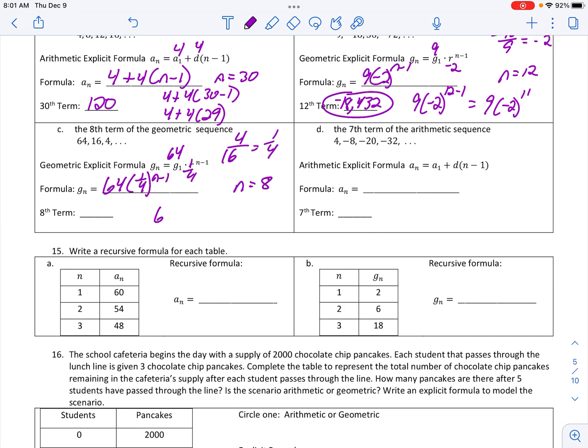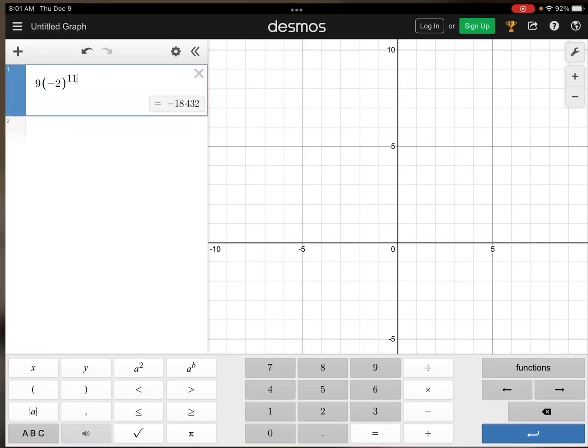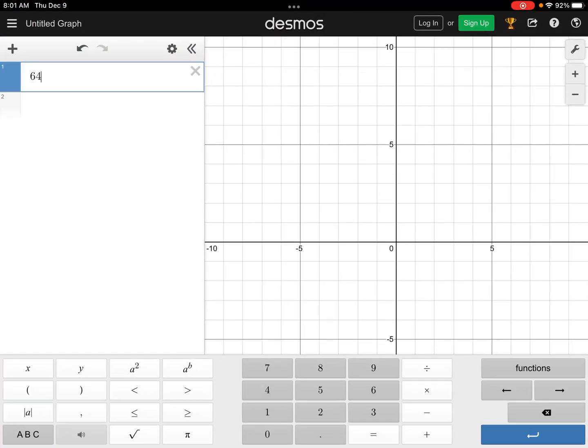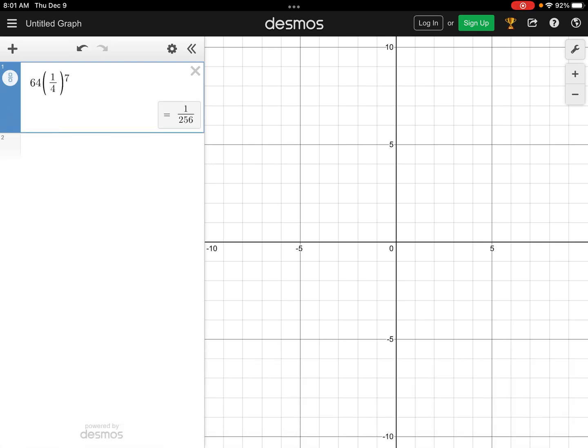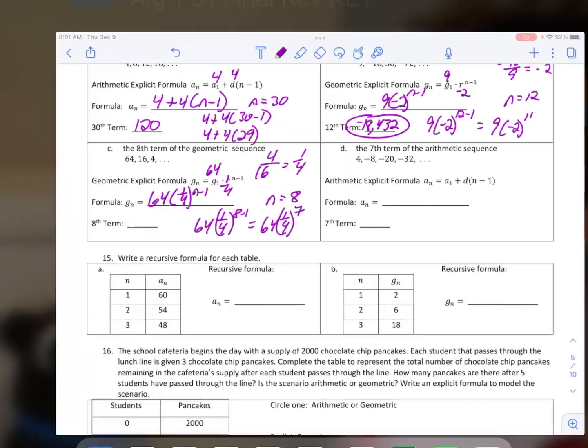We want to find the 8th term. So when I go to my calculator, I'm going to do it as 64 times 1/4 to the 7th power. Okay, I get not a pretty decimal. We know that little fraction bar there on the left-hand side will change it over to a fraction for us, 1/256.